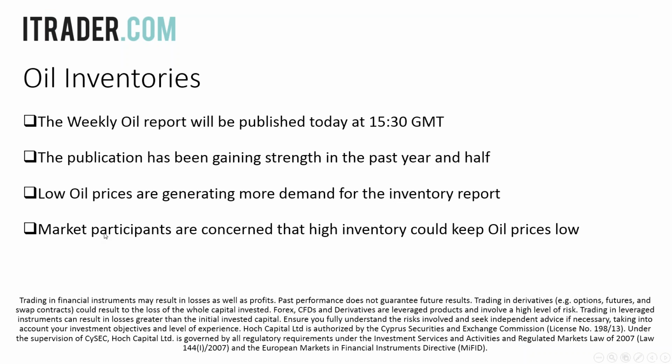So market participants are concerned that high inventory could keep oil prices down. All right, why is that? Think about it. If we have more supply, which means more oil than expected, if the number is going to be higher than the forecast, which is 1.5 million, it means we have more oil barrels in the United States than expected. What happens to the price when we have more of something? When the supply is high, usually the price of an asset goes down. If we have more of something, the price goes down. If we have less than expected, usually the price of the asset goes up because we're going to see some high demand.